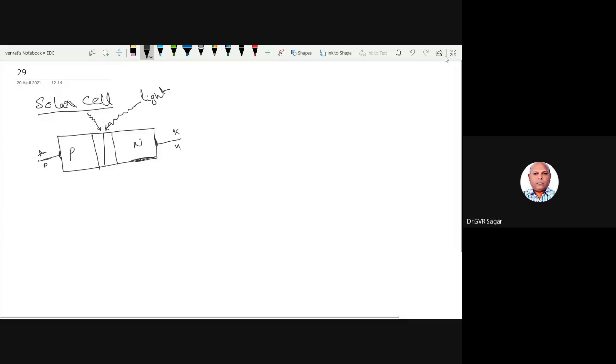So what happens in this solar cell is that the holes and electrons generated in this junction move apart. The electrons all move towards this side, and the holes move towards the other side, and they are accumulated at one point. So all the electrons are accumulated here, and all the holes are accumulated here.